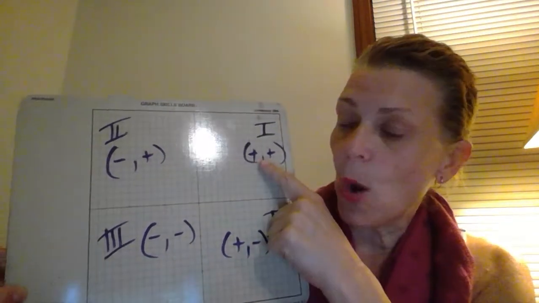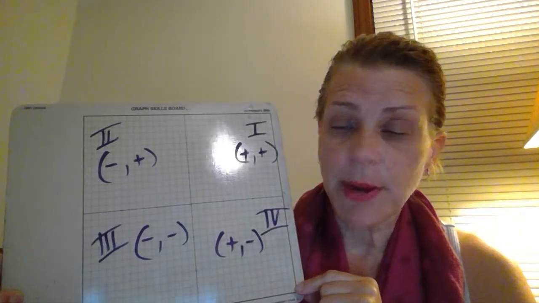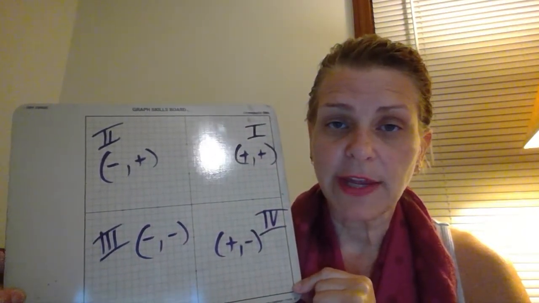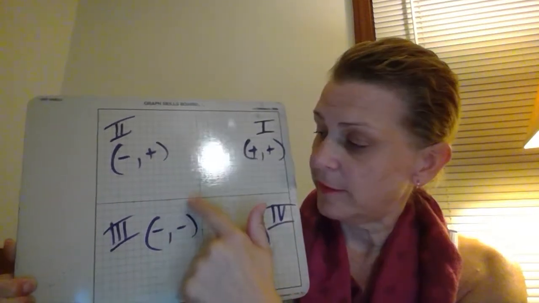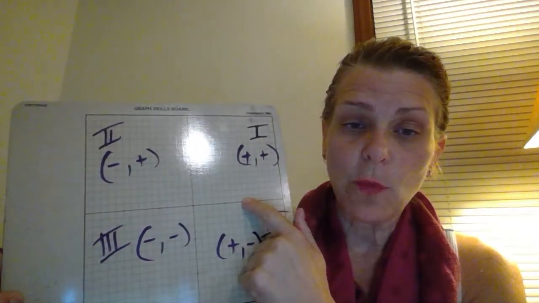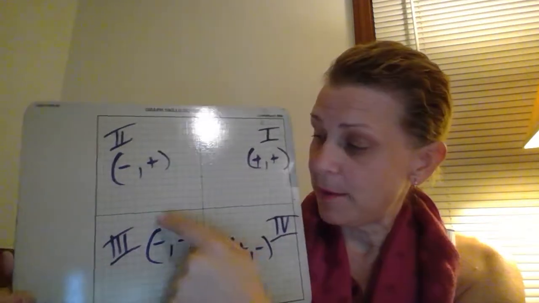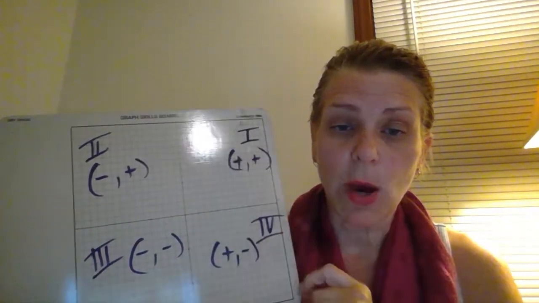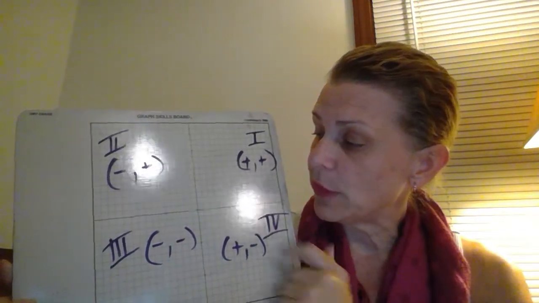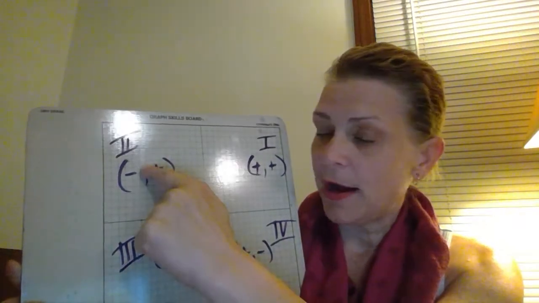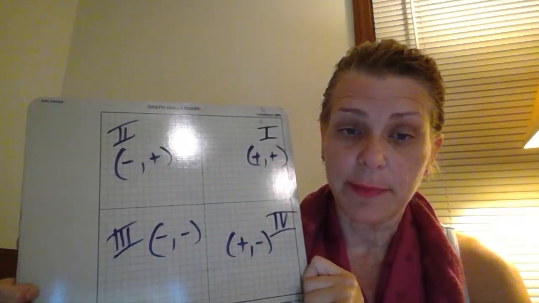So in quadrant 1, the values are positive, positive. We always start with the x value first and the y value second. The x value tells us how much we go over, and the y value how far we go up. So if you're in quadrant 1, you have a positive x and a positive y. If you are in quadrant 2, you're going to have a negative x because we go to the left, and a positive y because we went up.